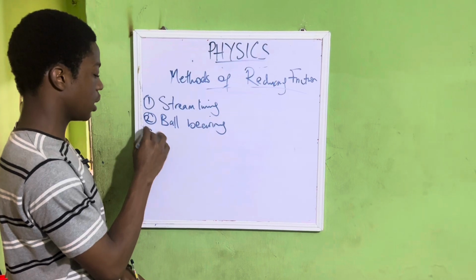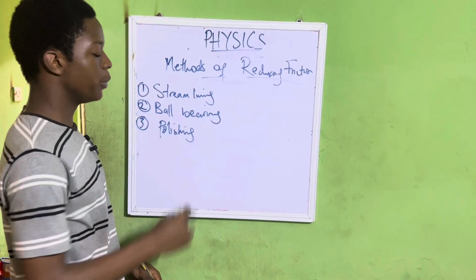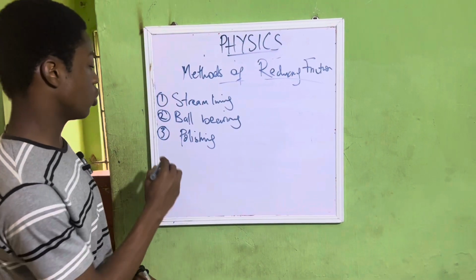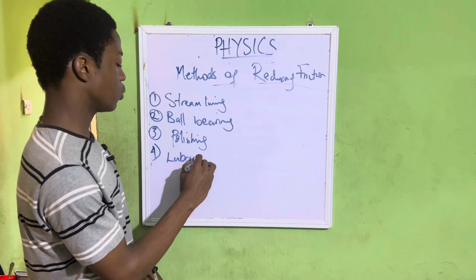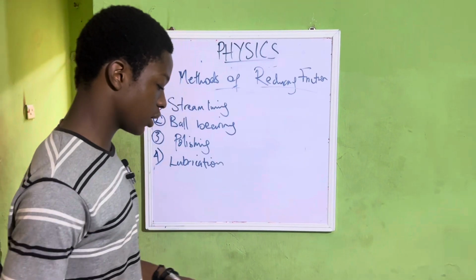So the third one there is polishing. Polishing the surface of objects in contact can reduce friction. And we also have lubrication, addition of grease and oil to these objects or these surfaces in contact. That one can reduce friction.